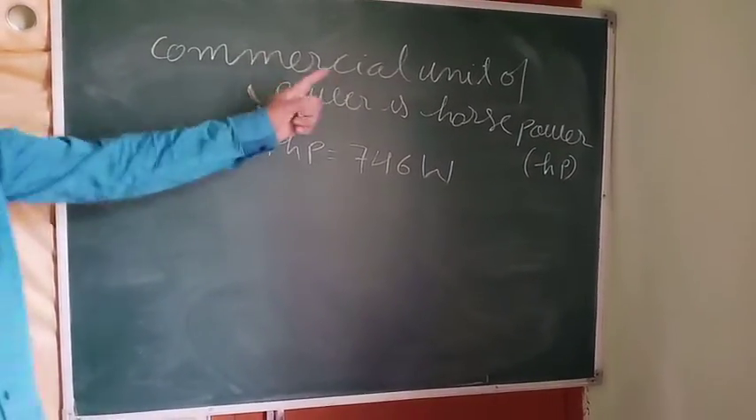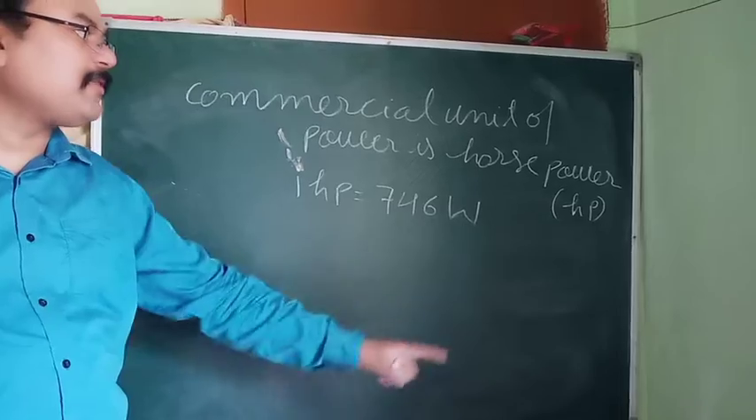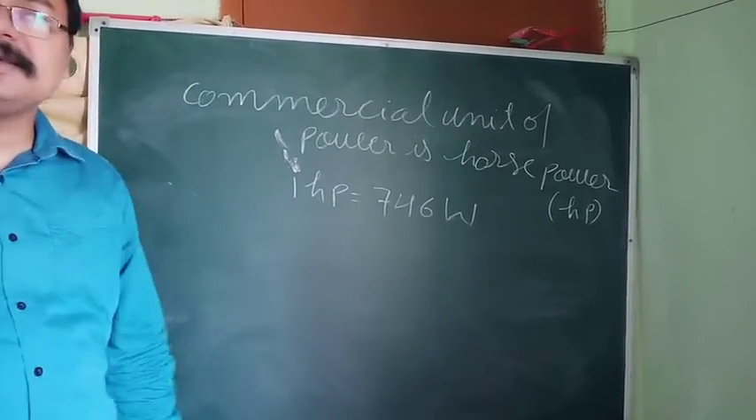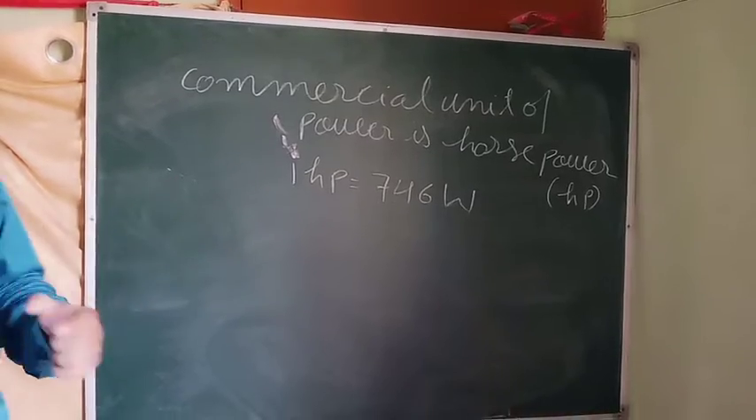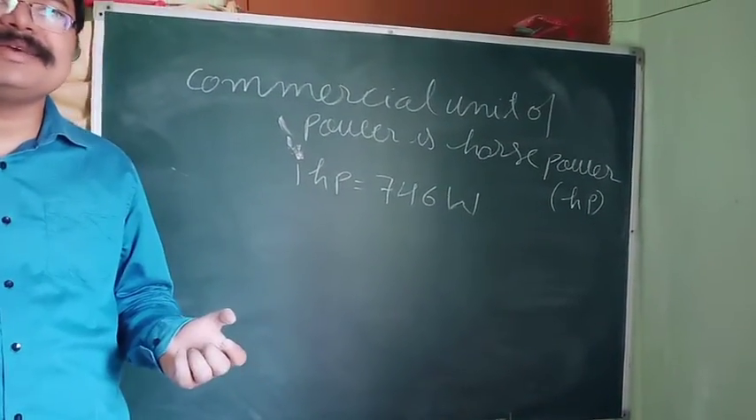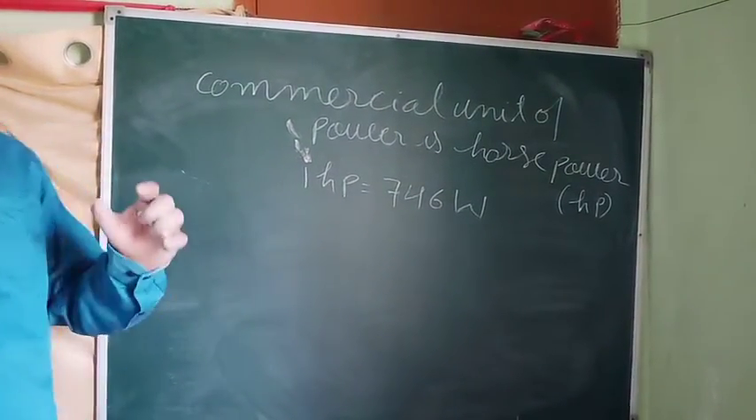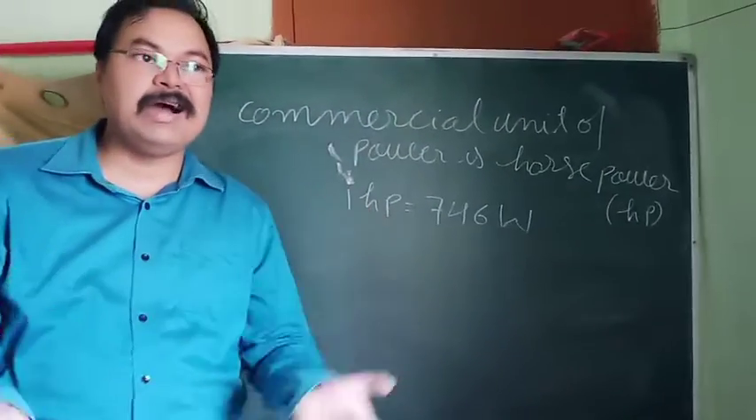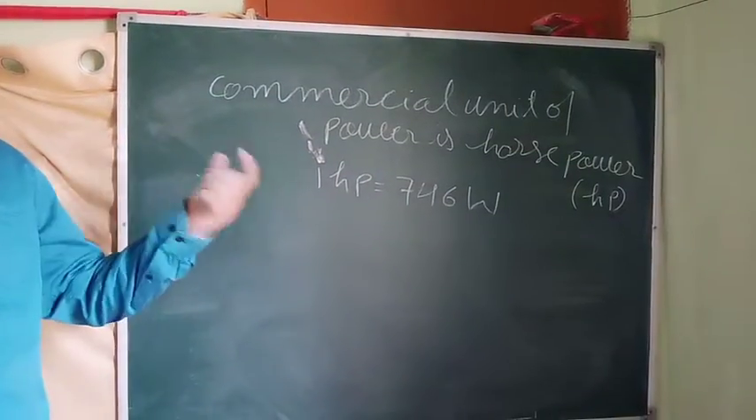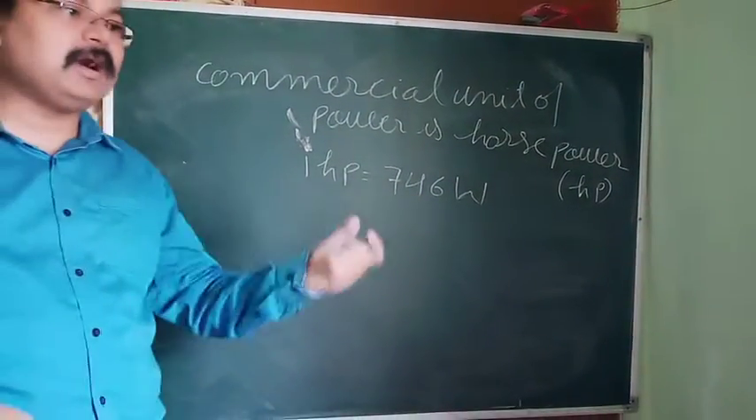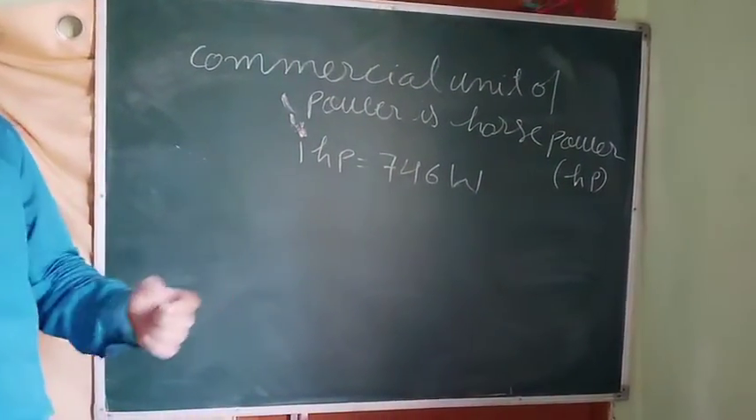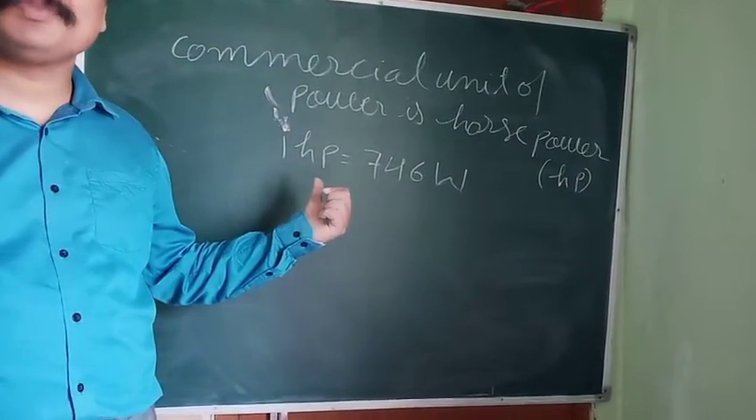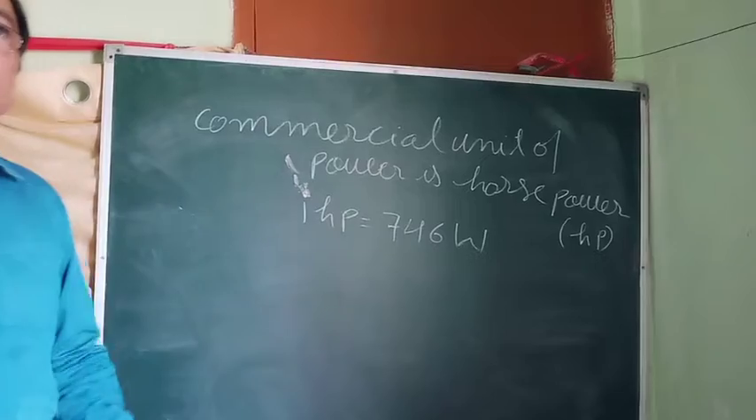See, the commercial unit of power is horsepower, that is HP. And 1 HP is how much? 746 watt. See, what is the meaning of commercial? Commercial means when you go to the market. So you want to buy a motor or a tube pump or a car. When we are talking about the power of the engine of the car or of the motor, they always tell you in terms of horsepower. And that's why this unit is called commercial unit.